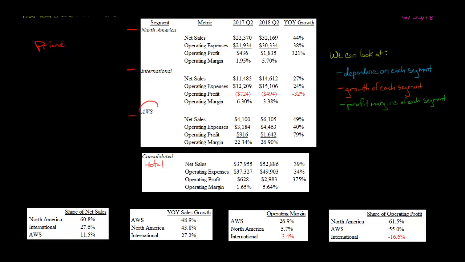And then when we look at Amazon Web Services, that is the fastest growing segment here. So this is the future. When we think about Amazon, the fastest growing segment has the smallest amount of sales compared to the 3 segments, but it's the fastest growing amount of sales, and it has this really high profit margin, and so it almost has the same operating profit as Amazon North America.